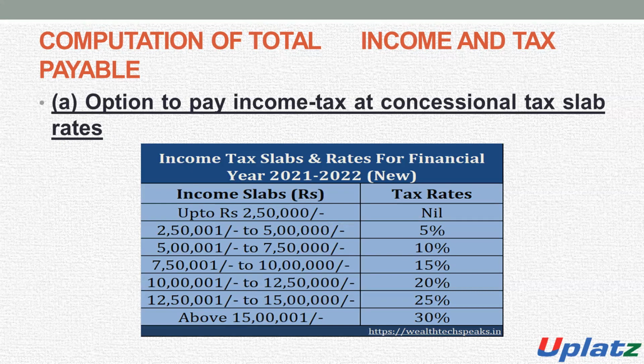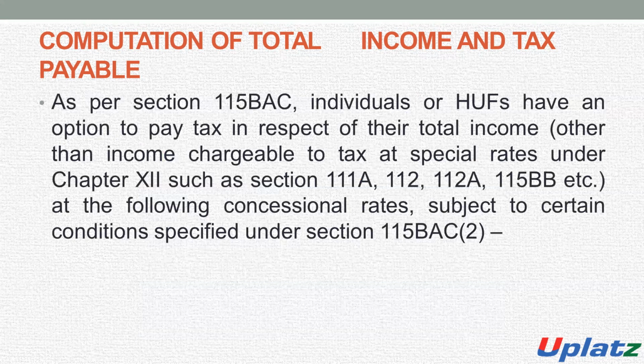So for this purpose, we will discuss the option to pay income tax at the concessional rate. When an assessee adopts the concessional rate, some deductions or exemptions are not available. As per section 115BAC, if an individual or HUF wants to pay tax on total income at these special rates, then the following rates will be applicable, but subject to certain conditions.